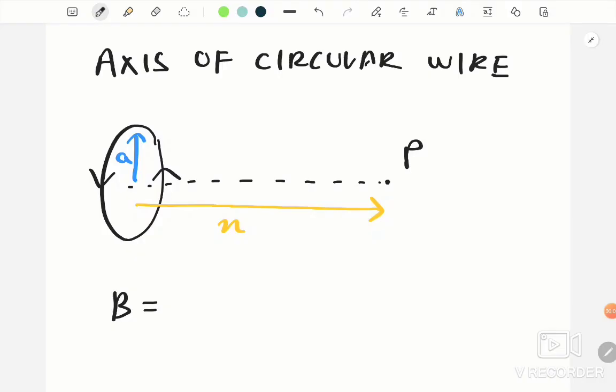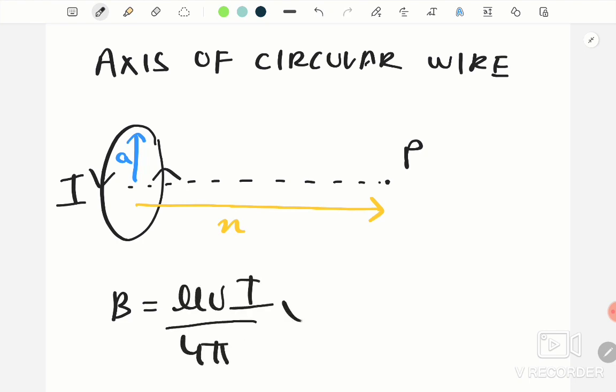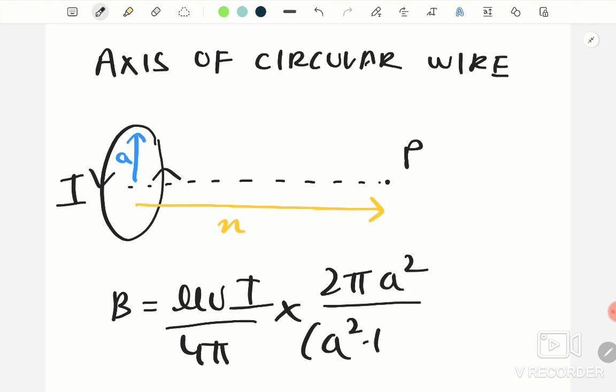Yes students, in this seventh slide we are going to check the value of magnetic field on the axis of a circular wire carrying current. As you can see in the diagram, at a distance x on the axis of the circular wire, magnetic field will be given by the formula mu naught I upon 4 pi multiplied by 2 pi a square divided by a square plus x square raised to 3 by 2.